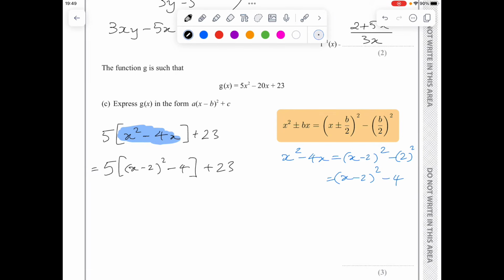Now I'm going to expand the square brackets. This gives me 5 times x minus 2 squared minus 20 plus 23. And if you simplify this, you will get 5 times x minus 2 squared plus 3.